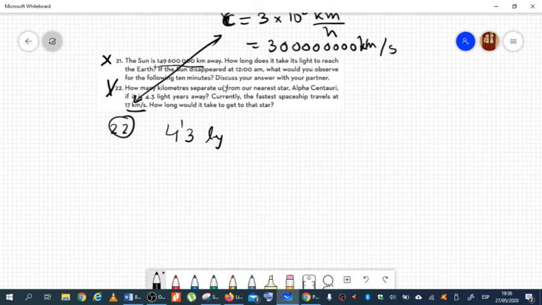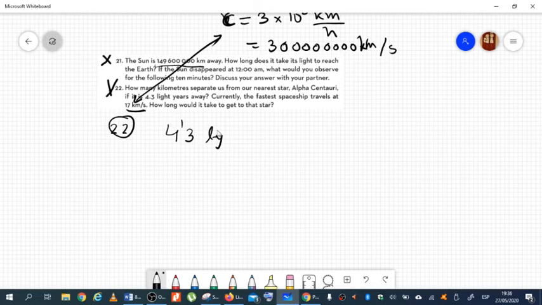So, how many kilometers separate us from our nearest star? For example, we can do it. This is the distance traveled by the light in 1 year.